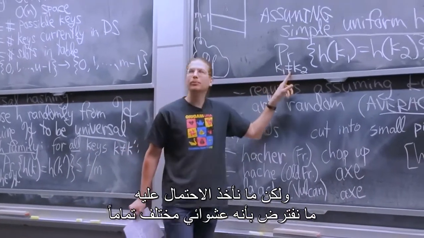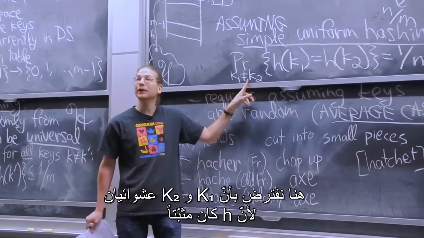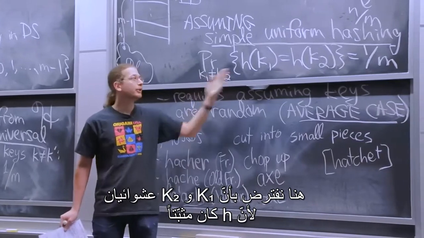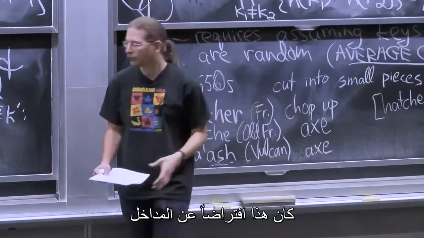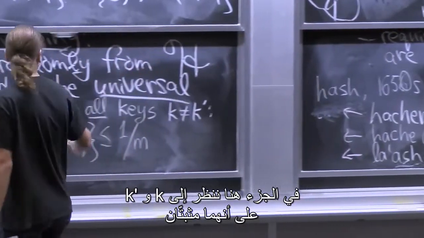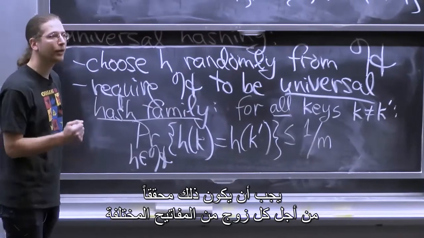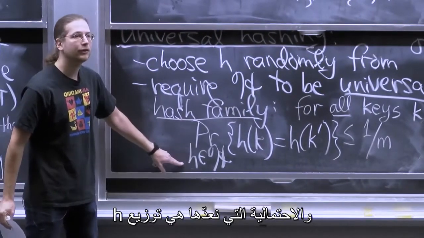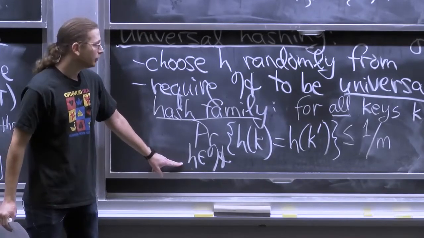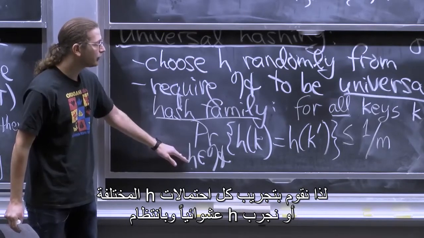But what we're taking the probability over, what we're assuming is random, is different. Here we're assuming K1 and K2 are random because H was fixed. This was an assumption about the inputs. Over here, we're thinking of K and K prime as being fixed. This has to work for every pair of distinct keys. And the probability we're considering is over the distribution of H. So we're trying all the different h's, or we're trying little h uniformly at random.